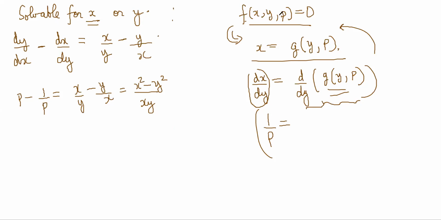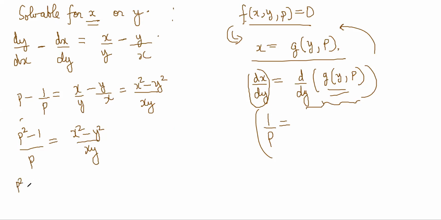Okay, so how do we know if the equation is solvable for x or y or if it's solvable for p? We don't know that. We look at the equation and realize what to do. Right now I'm seeing, I'm not deciding right now. I'm going to first figure it out. So p minus 1 by p is equal to this, right? So this is solvable for p only, right?